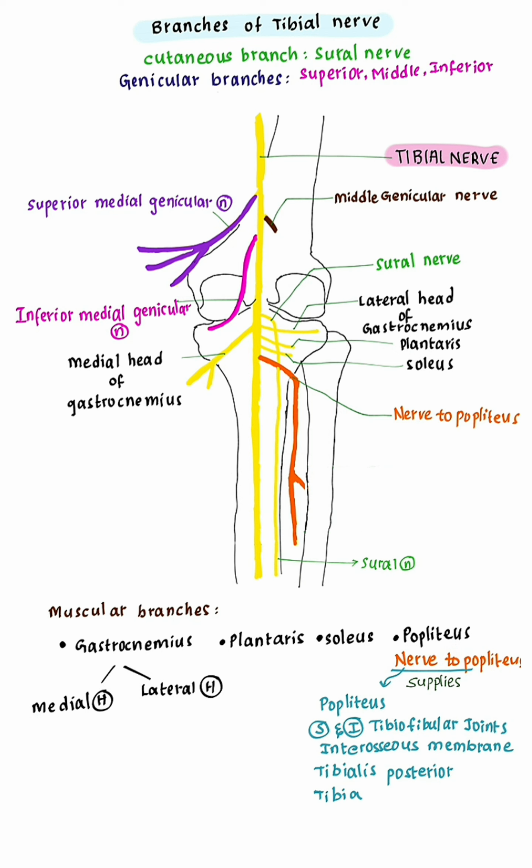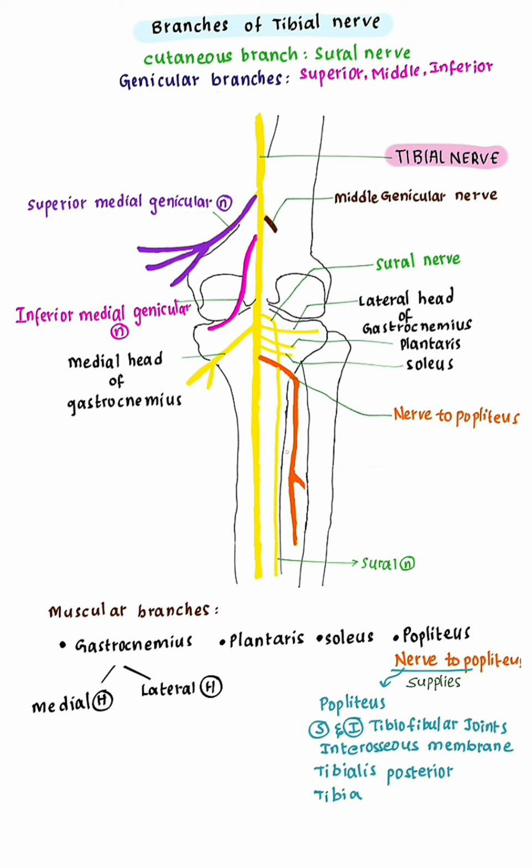Gastrocnemius, medial head, lateral head. Plantaris, soleus. Popliteus, it also supplies popliteus through nerve to popliteus. Superior and inferior tibiofibular joints.